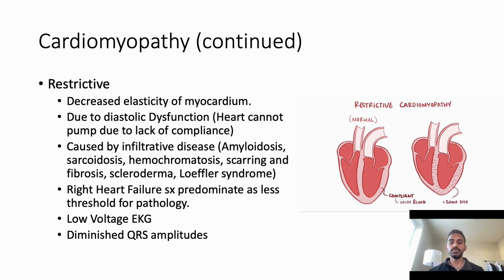So this is usually due to infiltrative disease such as amyloidosis, sarcoidosis, hemochromatosis, scarring and fibrosis, scleroderma, and Loeffler syndrome. So in restrictive cardiomyopathy, there is usually presentation of right heart failure due to less threshold for pathologic disease. On EKG, there will be low voltage and diminished QRS amplitudes.